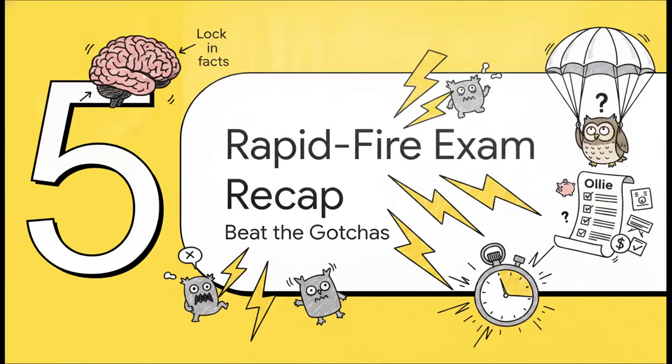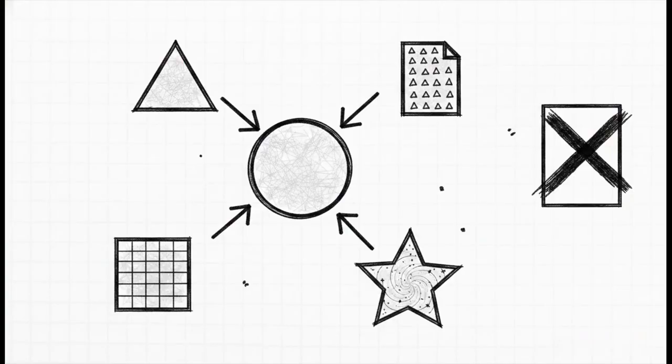All right, it is time for our rapid-fire exam recap. Let's beat the gotchas. We're going to move fast here and lock these facts into your brain to rescue Ollie and get you to pass this exam. Takeaway 1. Match the document to the trigger. Remember, Kara? One single account can hold multiple products, and each one has its own requirements. You have to review the specific product or account feature that triggers each document. You literally cannot just choose one generic document for the whole account.